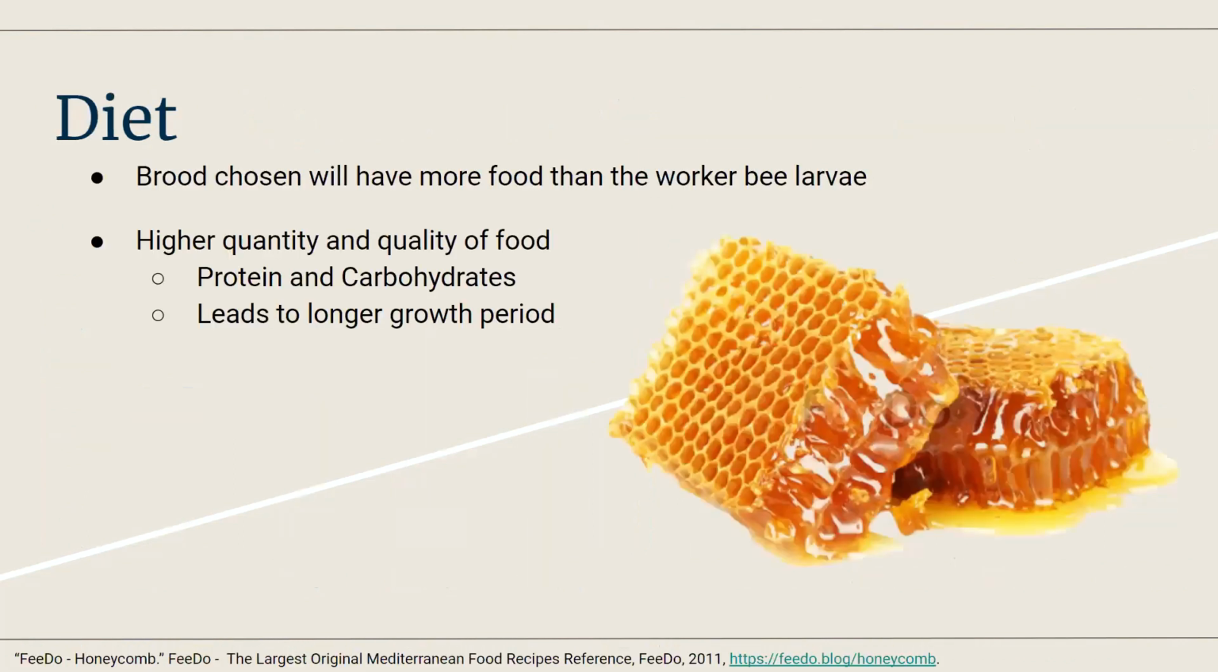Next is the diet for the queen larvae. The diet will be much more in volume compared to the worker bee larvae. There will be a higher quantity as well as quality of food. There's much higher protein content, as seen with the composition breakdown before, which will lead to a longer growth period, causing the queens to grow bigger.